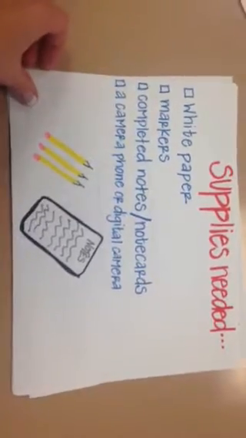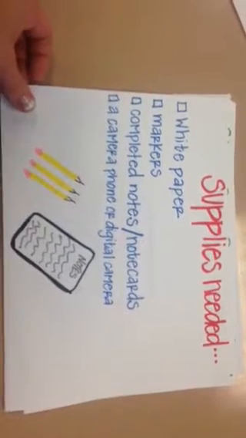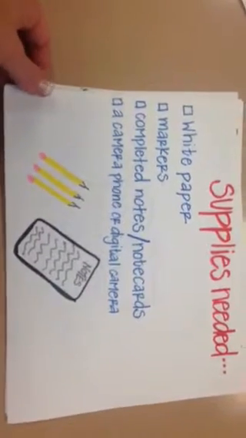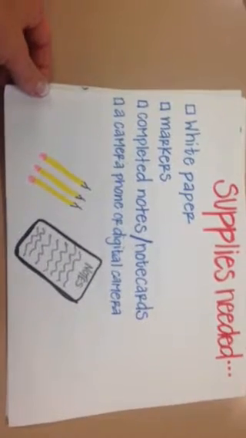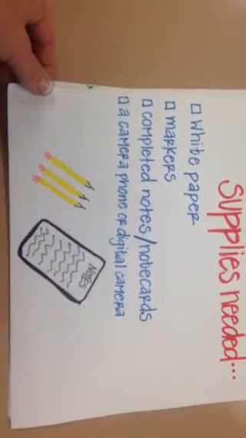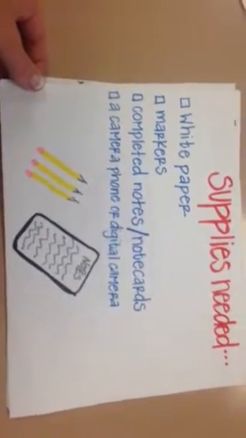The supplies that you need: white paper, such as 8.5 by 11 computer paper that I'm using, markers or colored pencils, your completed notes, and a camera on your phone or a digital camera from Mrs. Vogt.